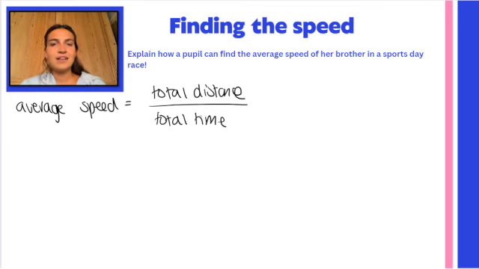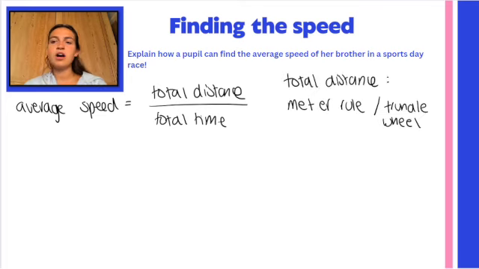And then I need to tell the examiner, okay, how am I going to find the total distance and the total time? So if we start with the total distance, I need to tell them what I am going to use to measure that total distance. So some kind of instrument, so I can use a meter rule or maybe a trundle wheel. And then I'm going to state the units I'm going to be measuring that distance in, so in meters.